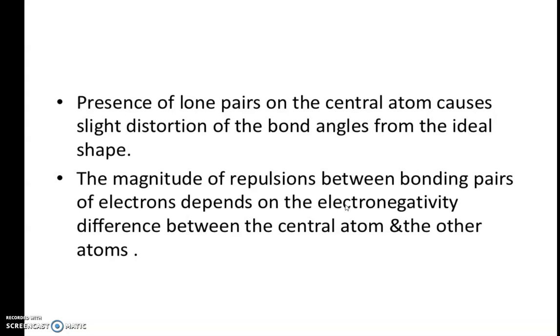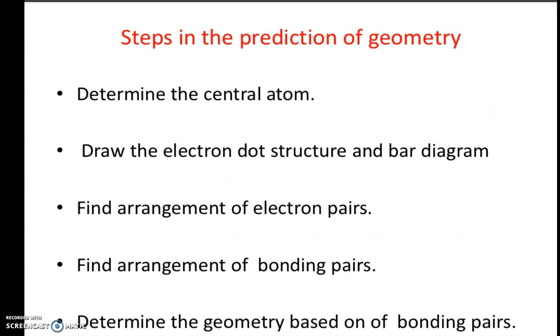If there are lone pairs, there is a slight distortion of the bond angles from the ideal shape. If there are two electron pairs, the shape will be, for example, linear. But if there is a lone pair present, the molecule will change the bond angle. I hope you know bond angle. The magnitude of repulsion between bonding pairs of electrons depends upon the electronegativity difference between the central atom and the other atoms. So there are some factors affecting our VSEPR theory.